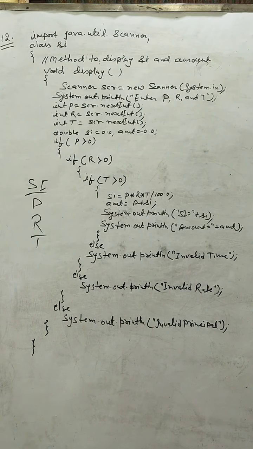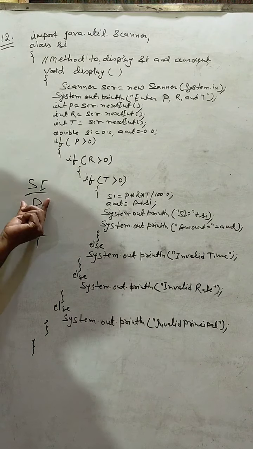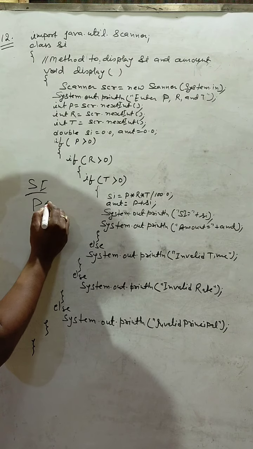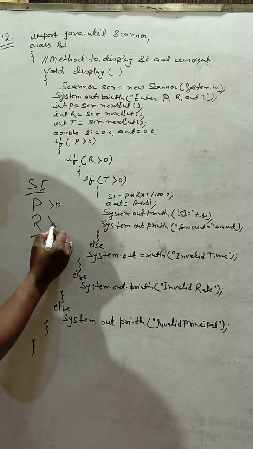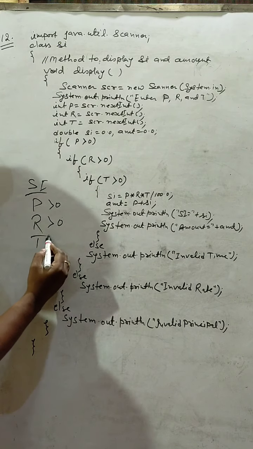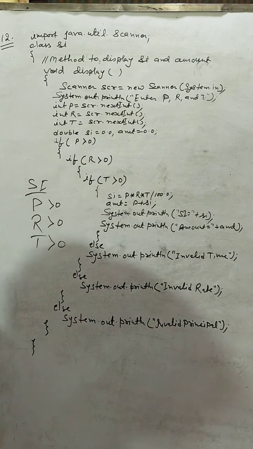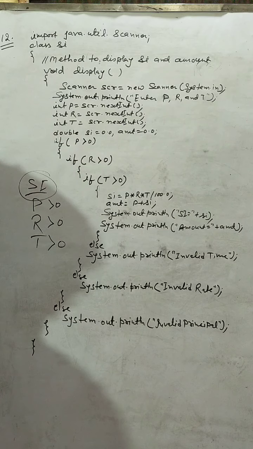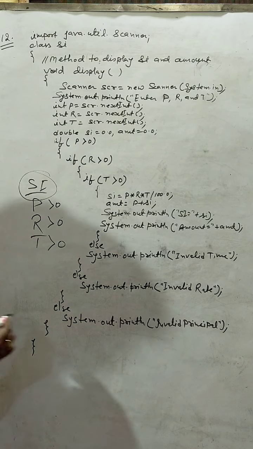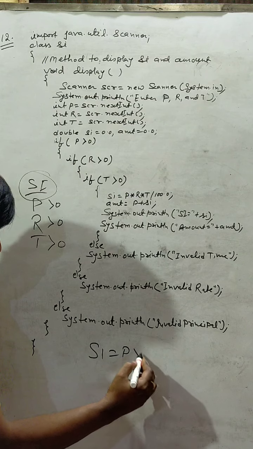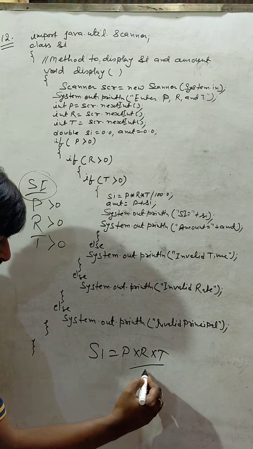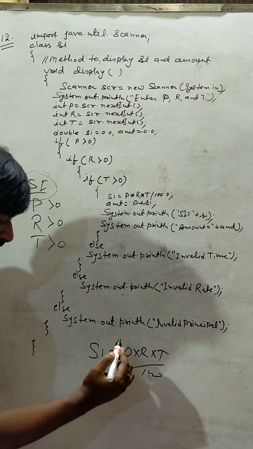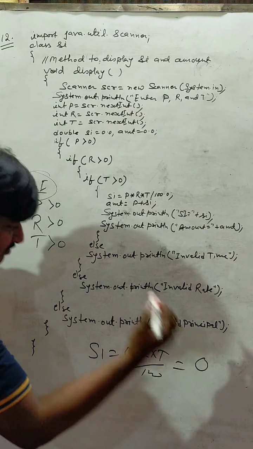So what is the meaning of a valid entry? What is the meaning of the validity of principal, rate and time? Principal is valid if it is greater than 0. Rate is valid if it is greater than 0. Time is valid if it is greater than 0. If any one of these is equal to 0, then SI becomes 0, because we know SI equals P into R into T by 100, and suppose principal is 0, then if you multiply 0 into R into T, the entire result becomes 0.